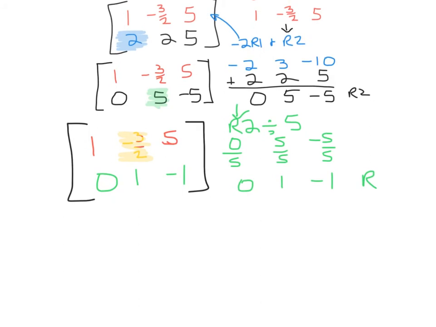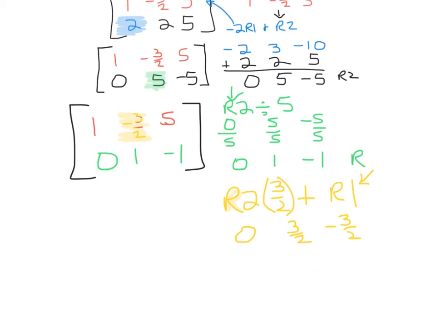So I'm going to multiply row 2 by 3 over 2, and then I'm going to add it to row 1. So row 2, when I multiply it by 3 over 2, I get 0, 3 over 2, and negative 3 over 2. Row 1, write it underneath, add it up.